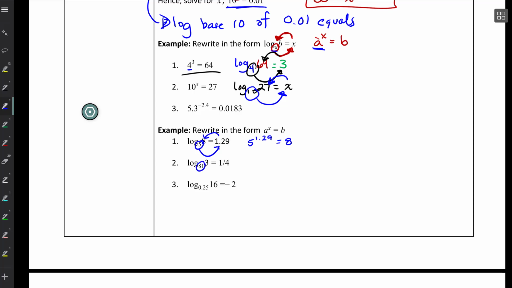Next example. Log base 81 of 3 equals 1/4. 81 to the 1/4 equals 3. And there it is. Do the same thing with question number 3. Do this one on your own.